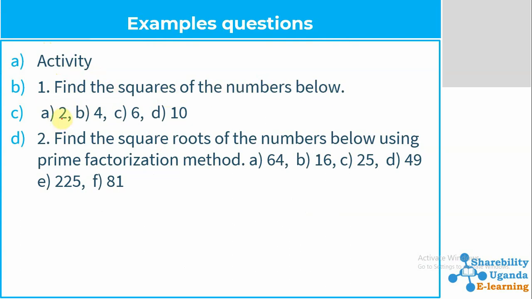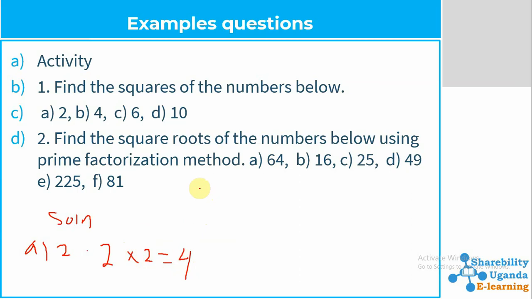In these numbers we have been given a 2, and they want us to find the square root of 2. Which number can be multiplied by itself to get 2? Then they also want us to find the squares of these numbers. So our solution for part A, which is a 2, means we shall have 2 times 2. Then the answer we get should be the square.